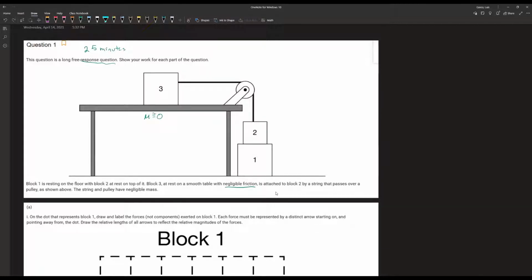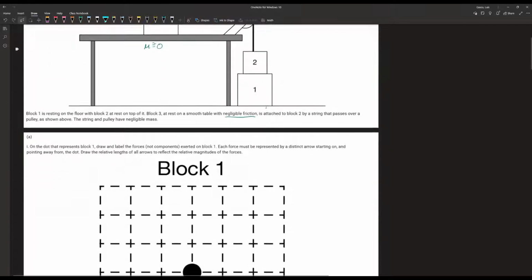It is attached to block 2 by a string that passes over a pulley, as shown above. And the string and pulley have negligible mass. So here, the rotational inertia of the pulley is going to be 0. The mass is essentially considered to be 0, and its size and friction are also not important. Same thing with the string.